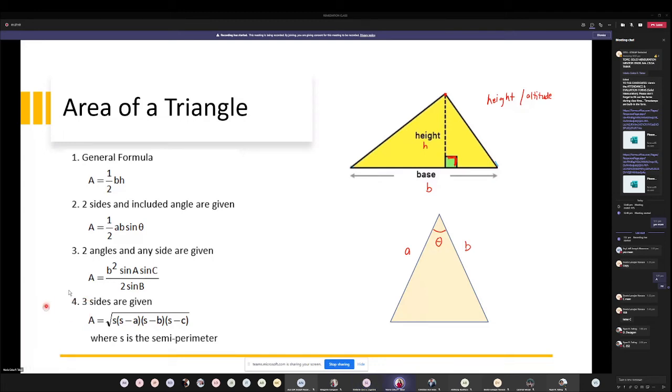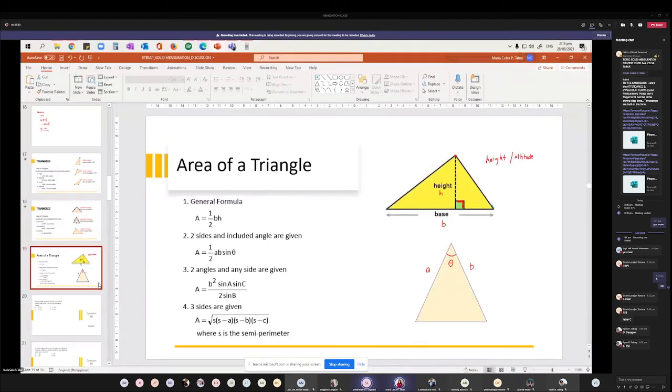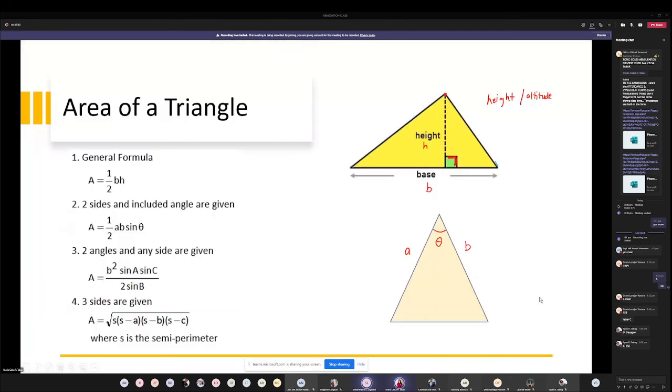The third one is if there are two angles. I pressed discard earlier, so the annotations were lost. Anyway, two angles and any side. There's a different combination of given quantities. Again, it's two angles. So we have angle A and angle C.